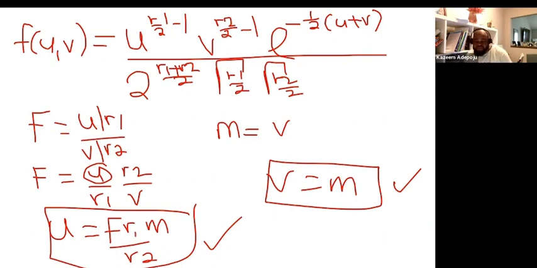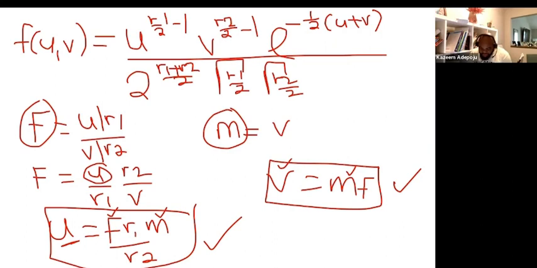That's what you're going to do: you get to the inverses. So v is equal to m, and u is equal to that. You can see u is a function of f and m, and v is also a function of f and m. There is an f here, except that f is raised to the power 0, which is why it's not showing up.